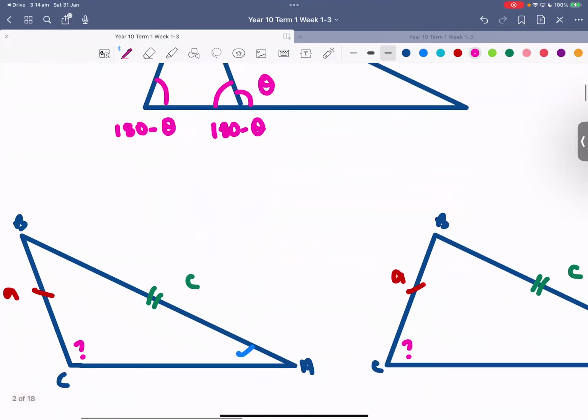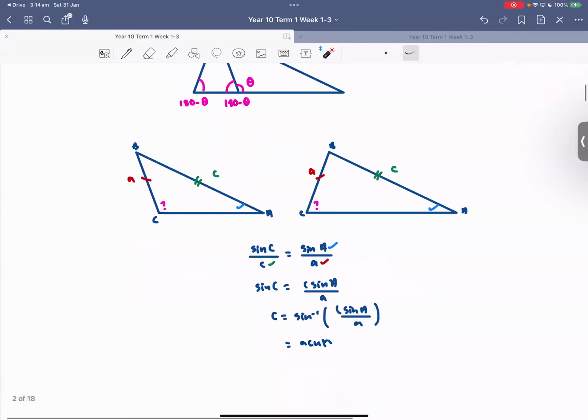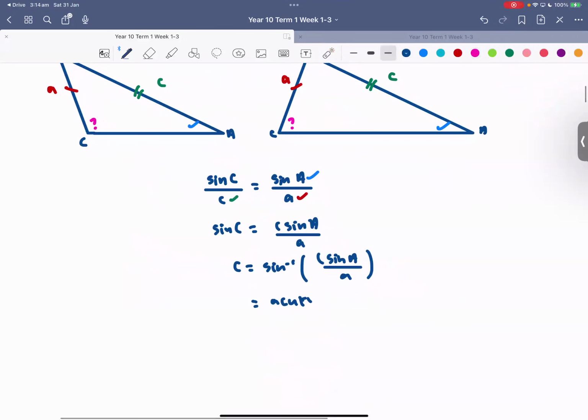I've just proven to you that when you do non-right angle trigonometry, the calculator only gives you the acute answer. How does the calculator know whether I've got this triangle or that triangle? It doesn't know because it's the exact same working out. So you'll get an acute answer, but then you also have to do 180 minus the acute answer to get the obtuse one, and you have to check whether the obtuse angle fits or not. Sometimes it does fit, sometimes it does not.